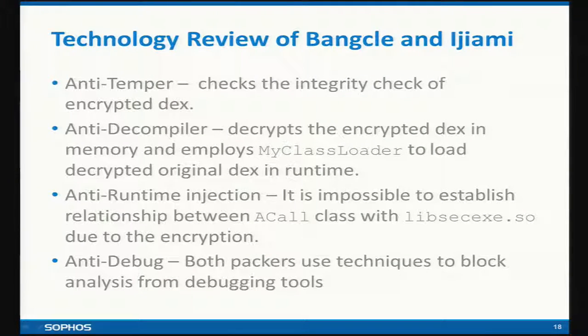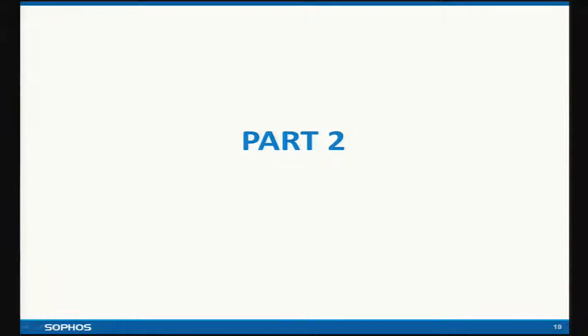So we just gave an overview of the techniques in both Banco and iJami. They are using integrity checking to make sure the classes are anti-tampered. They will encrypt the original Dex file to make sure that decompiler tools fail. And it's difficult to establish a relationship between the Java source code and the library code. Both of them use 2 different techniques to block analysis from debugging tools. So let's jump to part 2.